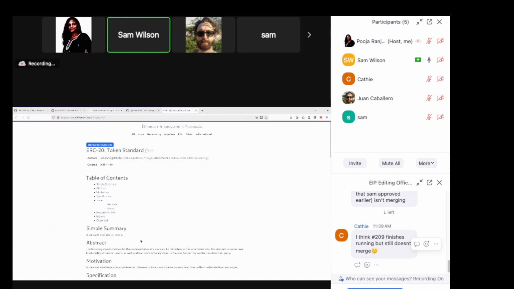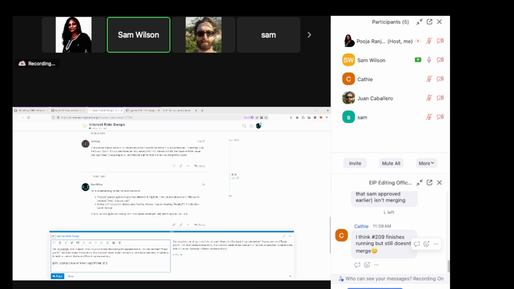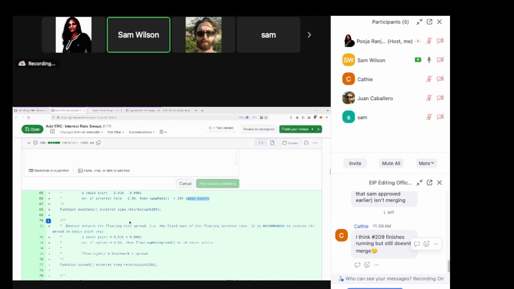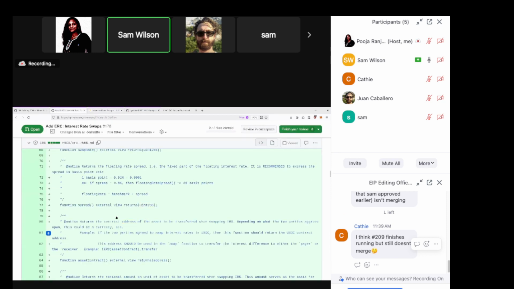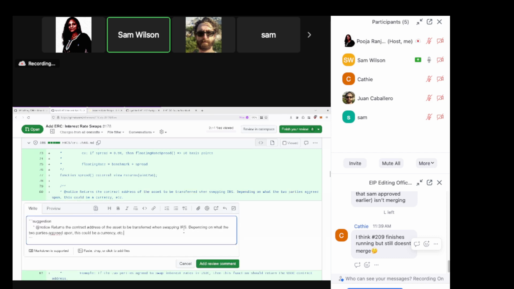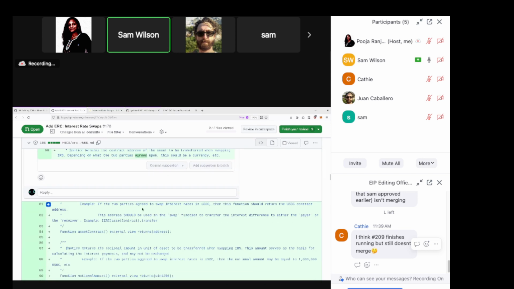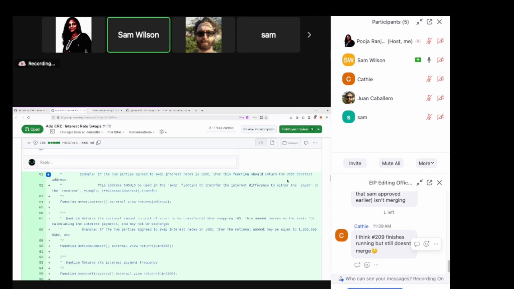Actually, do still need that open. You have decimals. Okay, now let me just make sure that you don't have another function in here that covers that. Returns a contract asset to be transferred. Yes, similarly, I'm going to stop correcting agreed. If it shows up again, just fix it yourself. If the two parties agree to swap interest rates in USDC, then this function will return the USDC contract address.